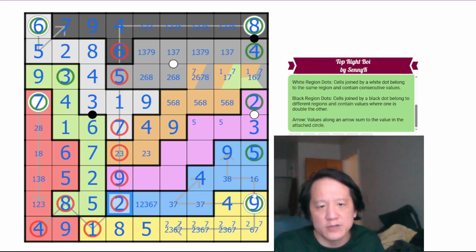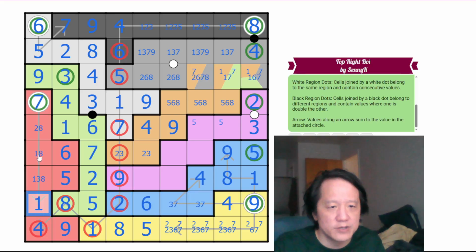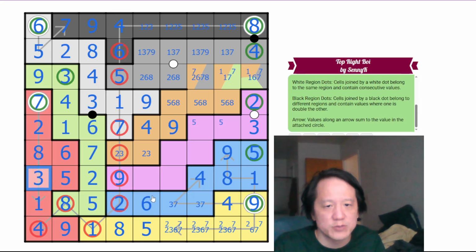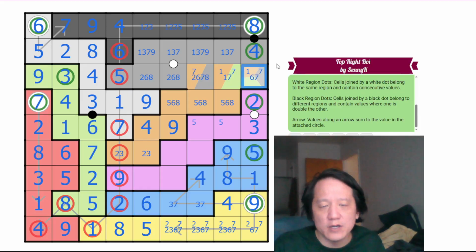No 3 here, that's 2. No 3 here, it's 8 and 1. That leaves this as a 6. 2 and 3 eliminate 2 and 3 here. It's 1, which makes that 8, which makes that 2, which makes that 3. 1 eliminates 1 from being here, so that can no longer be the top right boy.